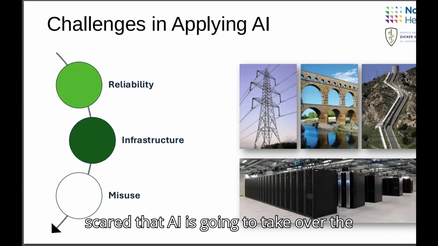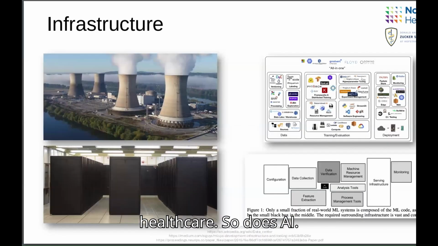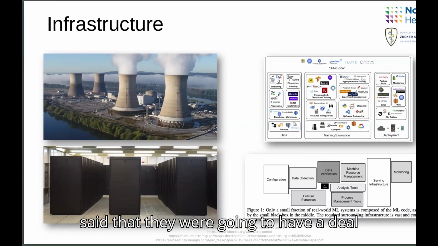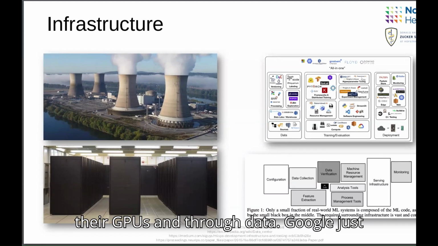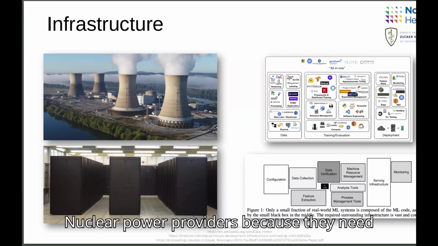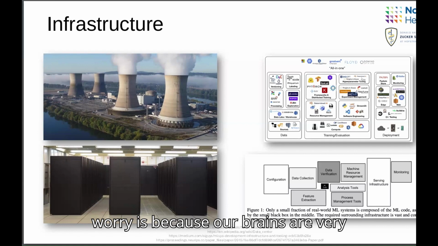And finally, just to touch upon some of the great discussion we had before, why should we or why shouldn't we be scared that AI is going to take over the world? Healthcare requires a lot of infrastructure to actually deliver good modern healthcare. So does AI. Just this past week, Microsoft said that they were going to have a deal with Three Mile Island for nuclear power because they need that to power all of their GPUs and their data centers. Google just signed an agreement with another nuclear power provider because they need nuclear power now to power these data centers. So one of the reasons why I don't think we have to worry is because our brains are very, very efficient in terms of the energy they consume and the output they provide.